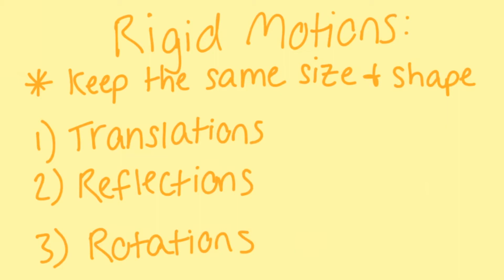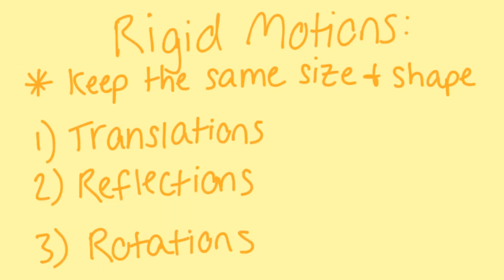We're going to talk a little bit about rigid motions and then look specifically at translations. Rigid motions keep the same size and shape of the object. So for example, if we have a triangle and we apply a rigid motion to it, then the position might be different, but it's still going to have the same exact shape and the same exact size.